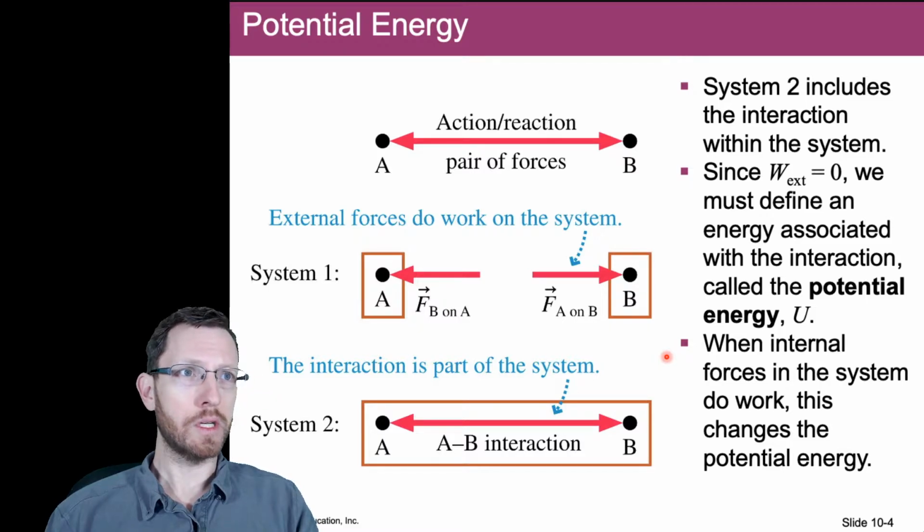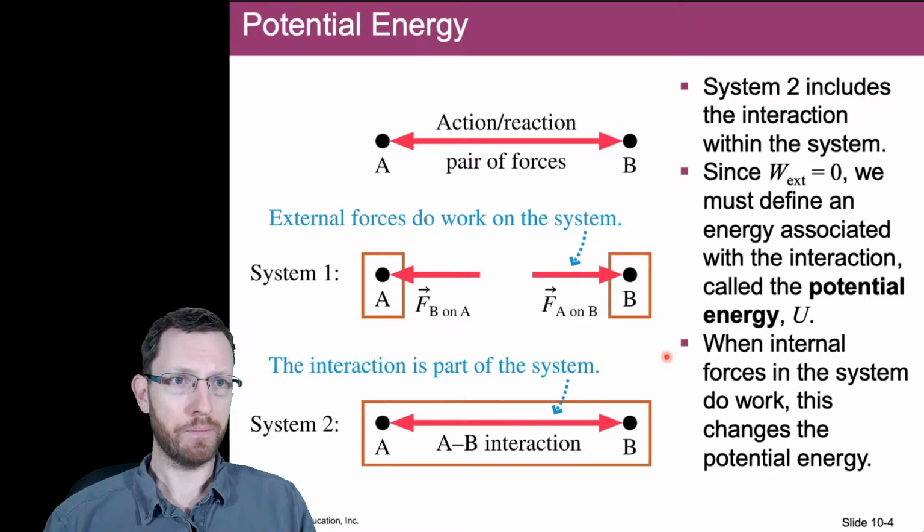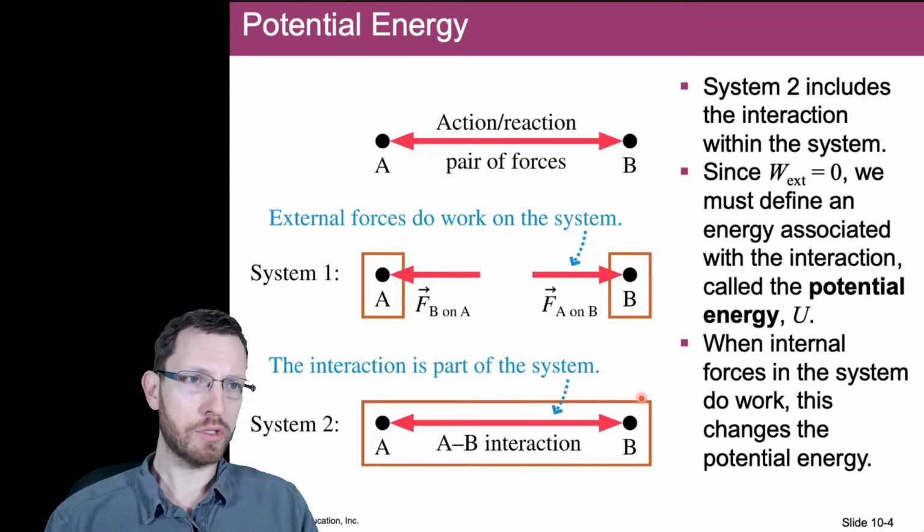System 2, though, includes the interaction within the system. Now we've captured both objects A and B and their exchange forces clearly inside of our system. What does this imply? This implies that the total work done is equal to 0 in this case. There are no external forces. Since there are no external forces, the external work must be equal to 0, and therefore the system energy should be conserved.